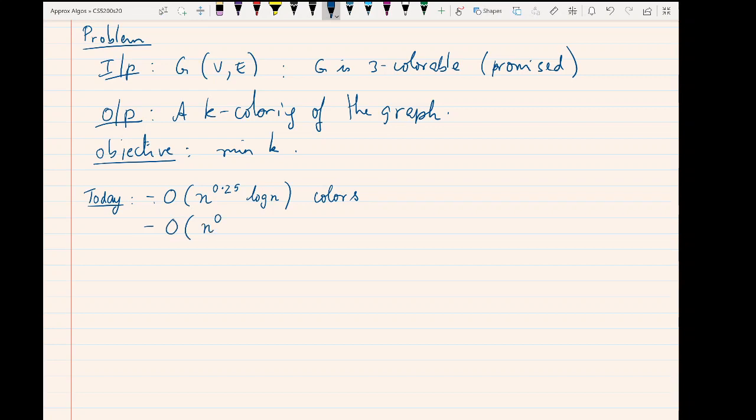The best known algorithm, which was around 2012, building on a large series of works, including this particular SDP based relaxation and rounding approach, was a 0.038 log n approximation.